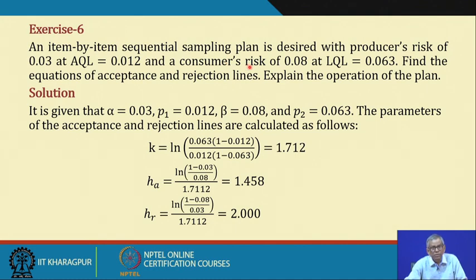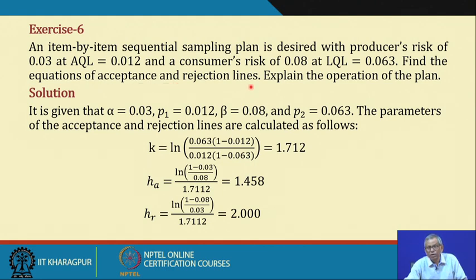Again, it is a special kind of sampling plan we use in the attributes category. Now, an item by item sequential sampling plan is desired with producer's risk of 0.03 at AQL of 0.012 and consumer's risk of 0.08 at LQL of 0.063. Find the equations of the acceptance and rejection lines.